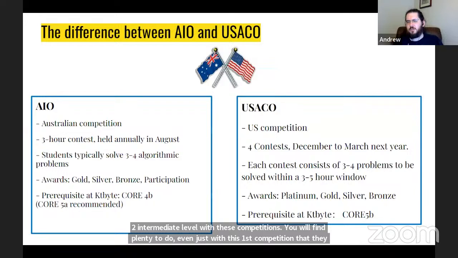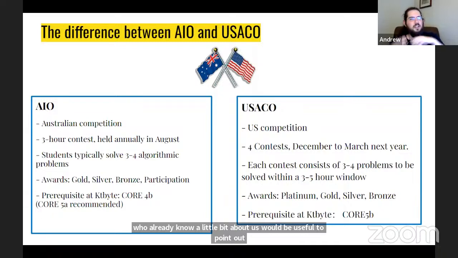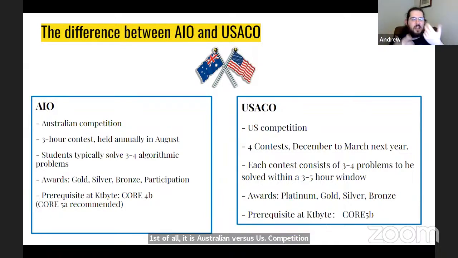I already talked a little bit about this, but maybe some of the specific details, especially for those of you who already know a little bit about USACO, would be useful to point out. First of all, it is Australian versus US competition. Again, open to anybody, anywhere, but in terms of advancement, there may be restrictions based on where you are.